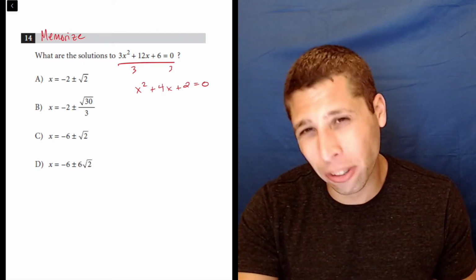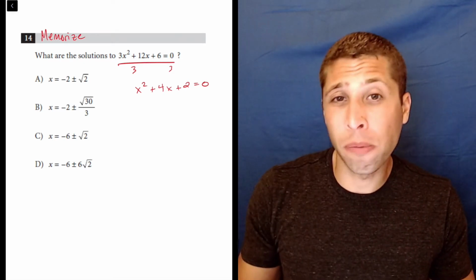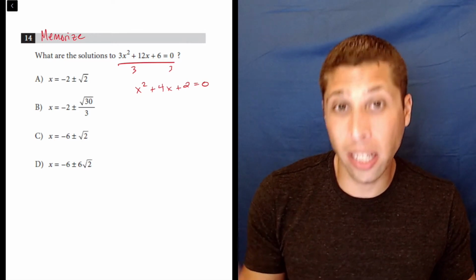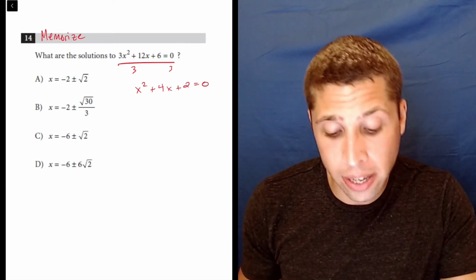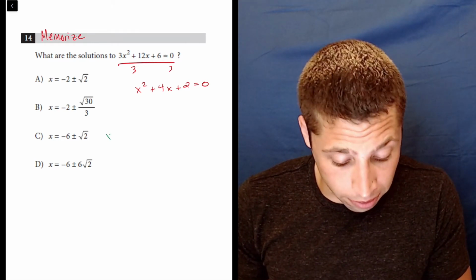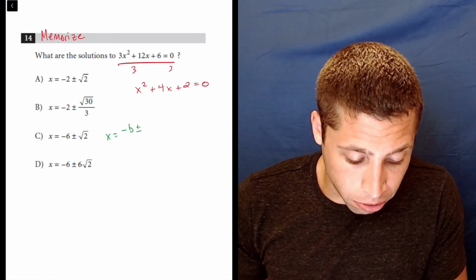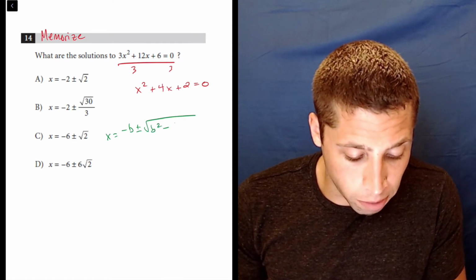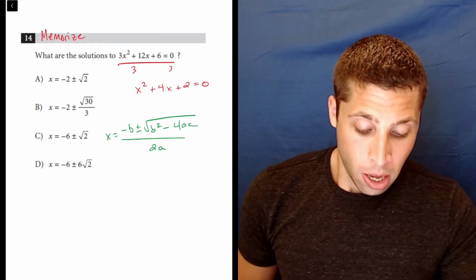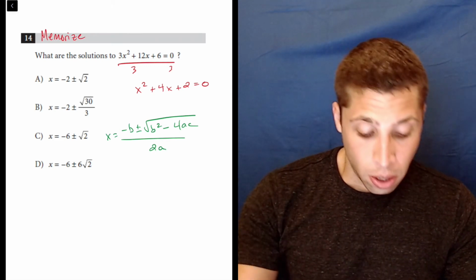But looking at the answer choices here, we kind of knew from the start this wasn't going to be nice, right? All the answer choices tell us we're going to need the quadratic formula, so we do need to have that memorized. So hopefully you do. It's something that's kind of important. Negative b plus or minus the square root of b squared minus 4ac, all over 2a. Well, okay. What does that mean?